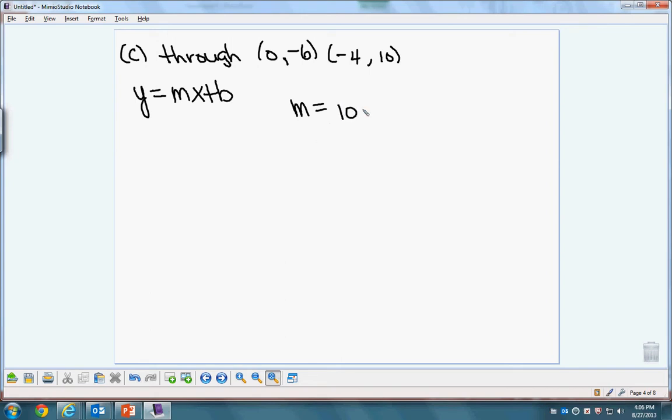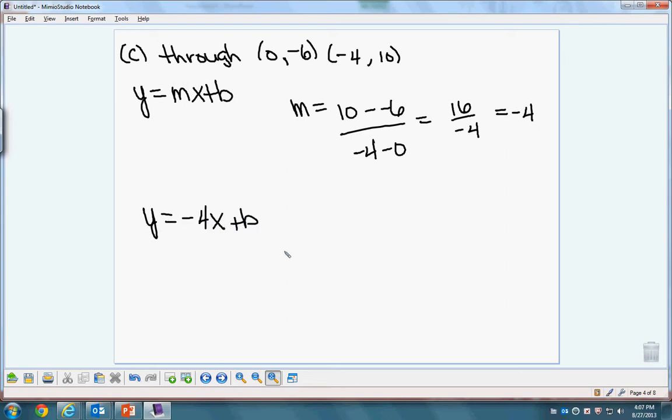So you would do 10 minus negative 6 over negative 4 minus 0. What do you get? Reduce your fraction, all that good stuff. So you should get positive 16 over negative 4, which reduces to what? Negative 4 over 1, which we just write as negative 4 in this type of a problem. So y equals negative 4x plus b.